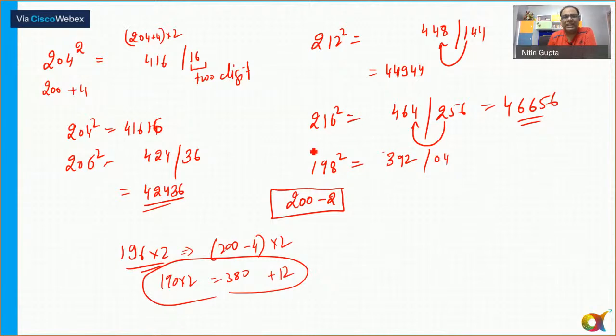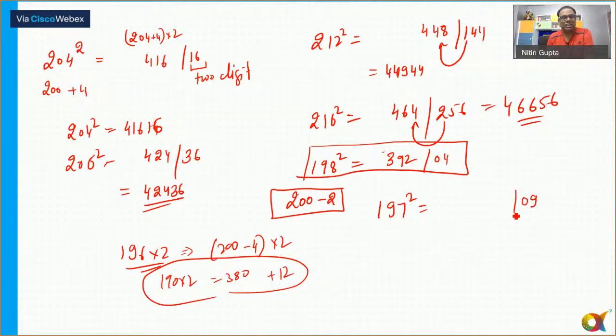So the square of 198 is basically 39204. All right. Let's take another example. If I need to calculate the square of 197, there is a deficit of 3. So 3 square is 9. And 197 minus 3 is 194, and 194 into 2. We know 190 into 2 is 380. 4 into 2 is how much? 8. So that is equal to 388. So the answer is 38809. Okay.